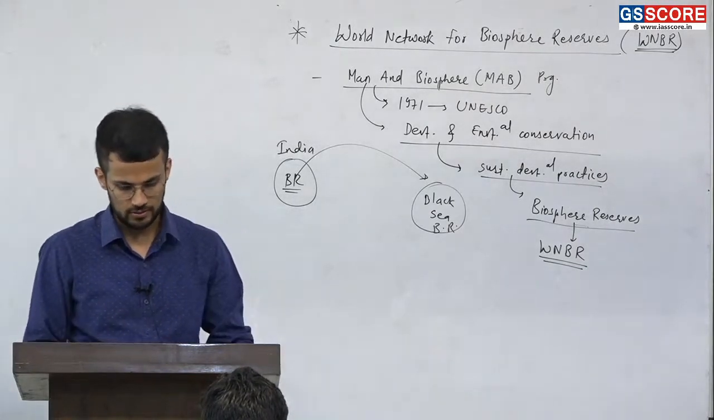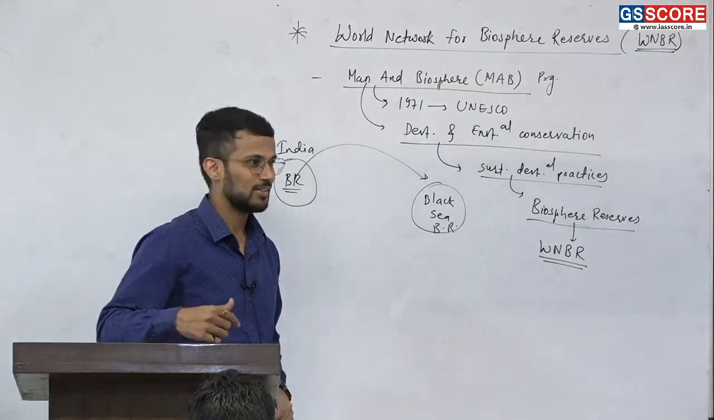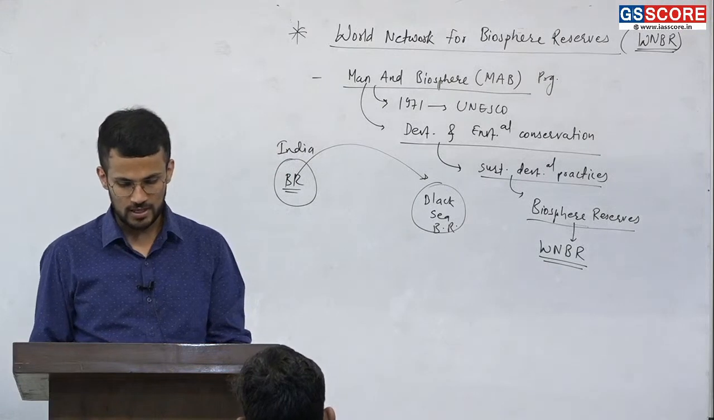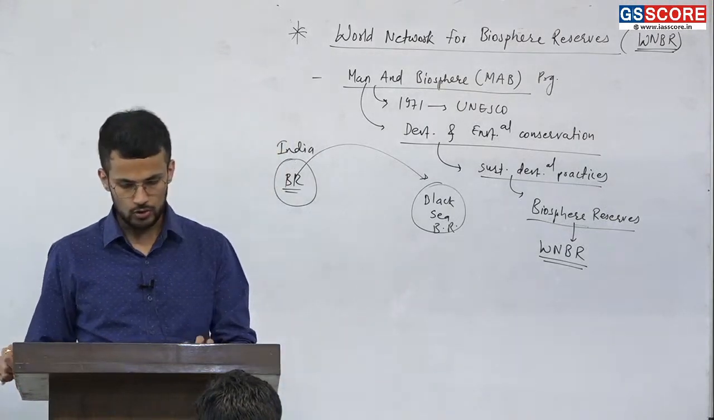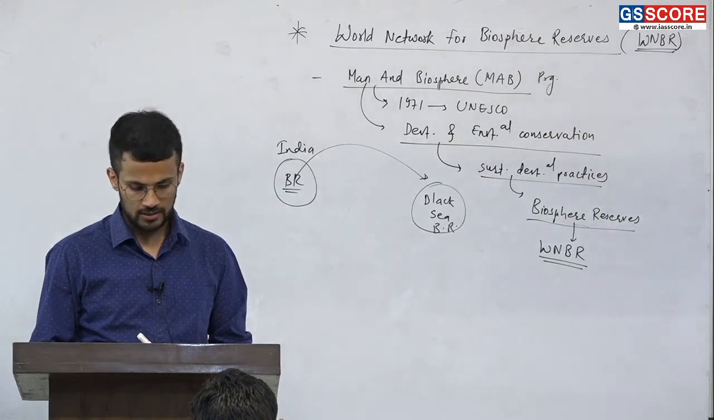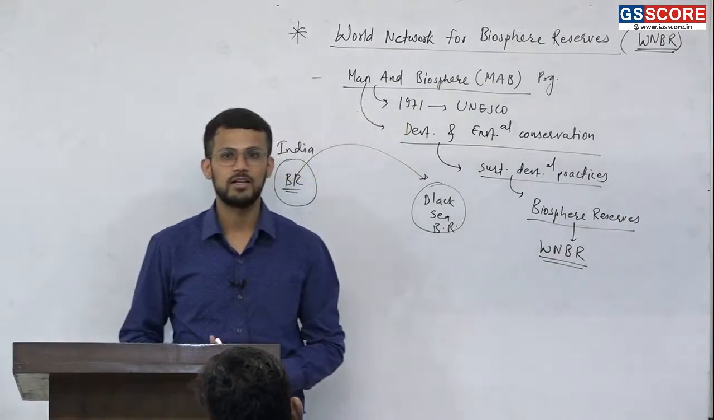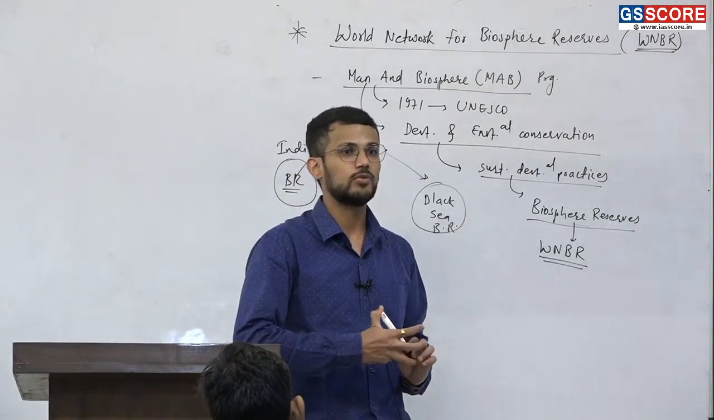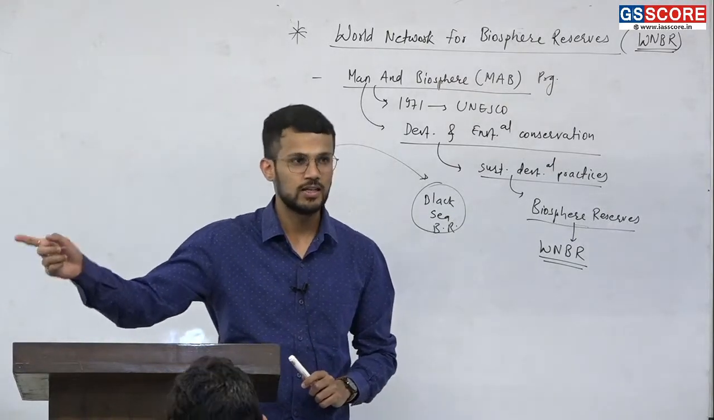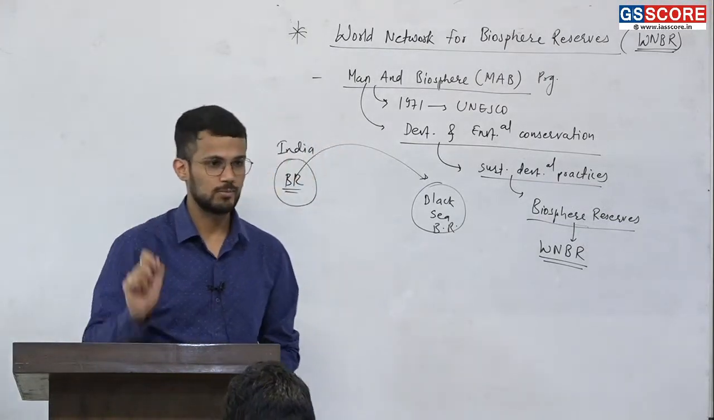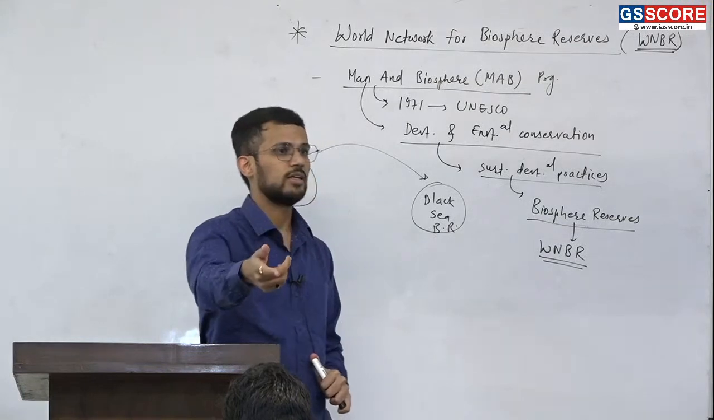Next is Project Elephant. Fine, because the description beneath it is of Project Elephant only. Elephants are a part of Schedule 1 of the Wildlife Protection Act, where they have the highest protection. Also, they are a part of Appendix 1 of CITES, and also Appendix 1 of CMS. They were added in COP13 held in 2020, right? The last COP of CMS held in 2020 led to the addition of Asian elephants in the first appendix of CMS. Fine? And we have already discussed that even Great Indian Bustard and Bengal Florican were also added in Appendix 1.